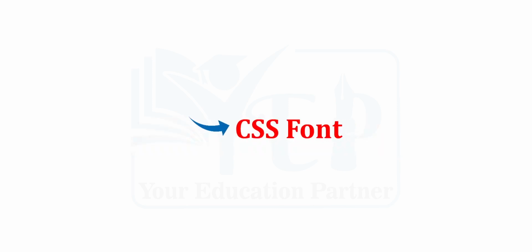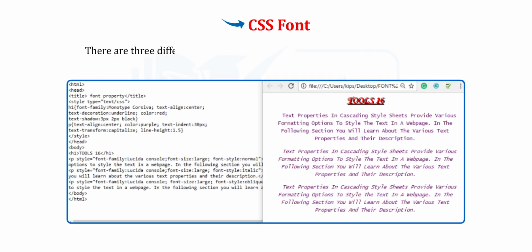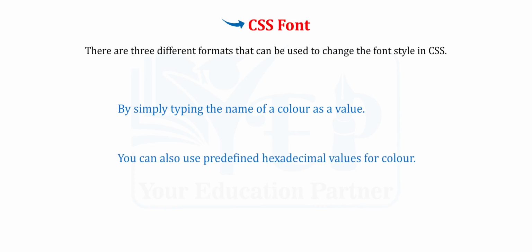CSS font. This property is used to change the font style of the text. There are 3 different formats that can be used to change the font style in CSS. By simply typing the name of a color as a value. You can also use predefined hexadecimal values for color using the RGB color code.